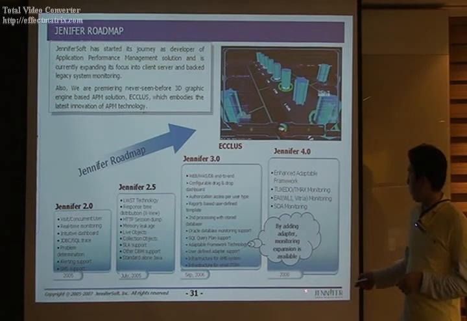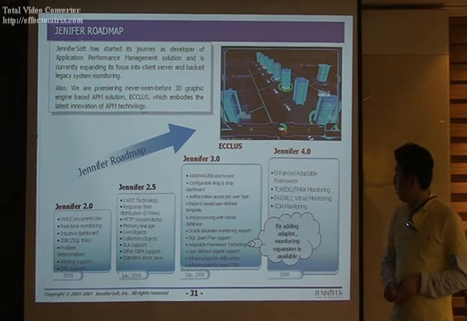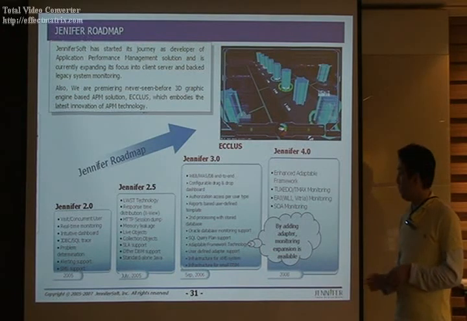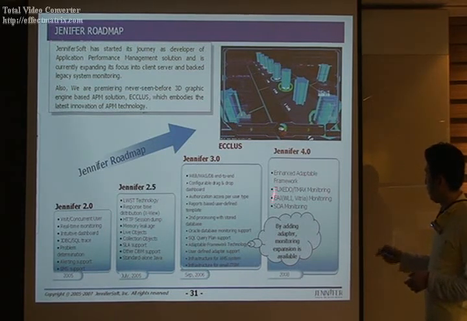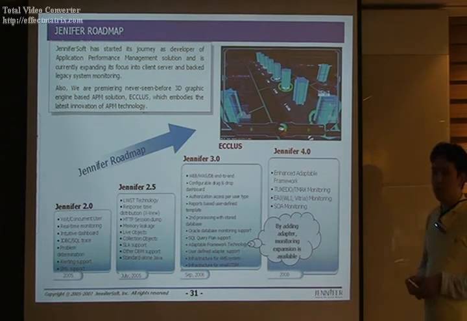By this year, we would like to introduce Jennifer 4.0, which will have all the powerful functions and capabilities that Jennifer 3.0 has, but we will be adding a lot of adapters for back-end systems, so that we grow more as a true end-to-end solution.